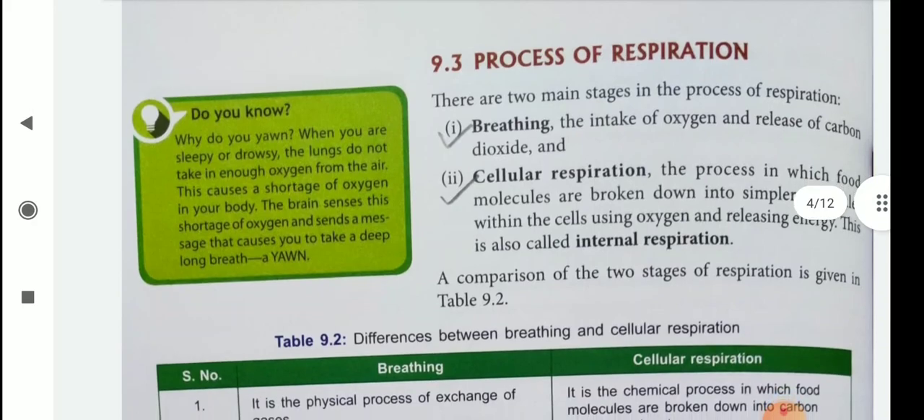Then the process of respiration. There are two main stages in the process of respiration: breathing and cellular respiration. Breathing is the intake of oxygen and release of carbon dioxide, and cellular respiration is the process in which food molecules are broken down into simpler molecules within the cells using oxygen and releasing energy. This is also called internal respiration. Okay, because respiration occurs within the cells.